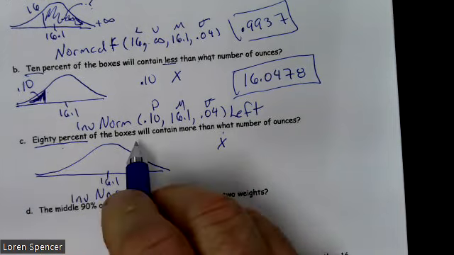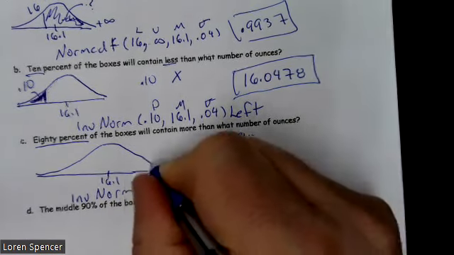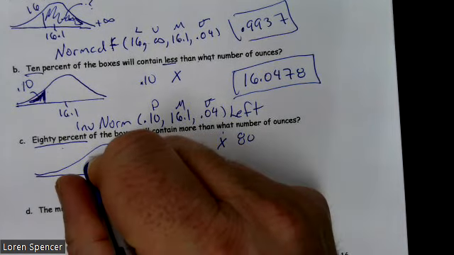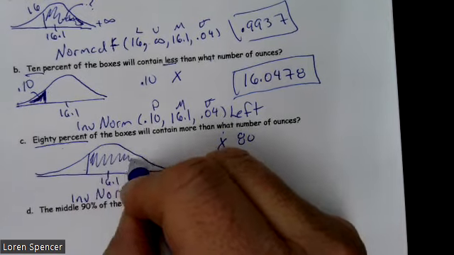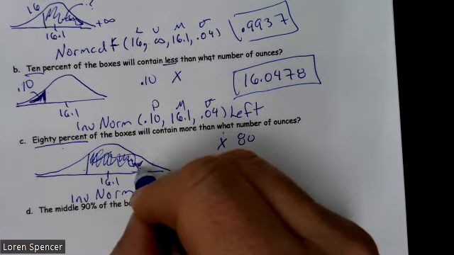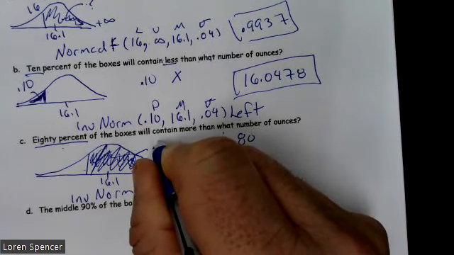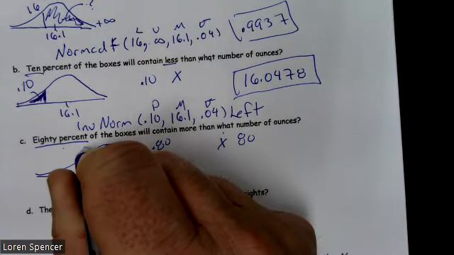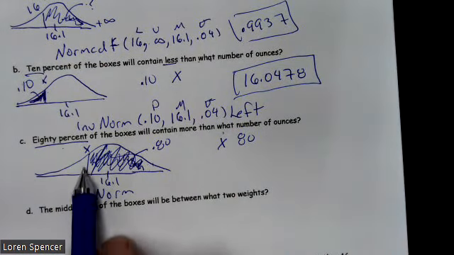Well, 80%. 80 says more, so that means I'm going to be above. That means I'm shading from here this way, and 80% is more than halfway, so I'm going to be shaded more than half. So this is 0.80, and we're looking for what that value is right there. We're looking for this value right here.